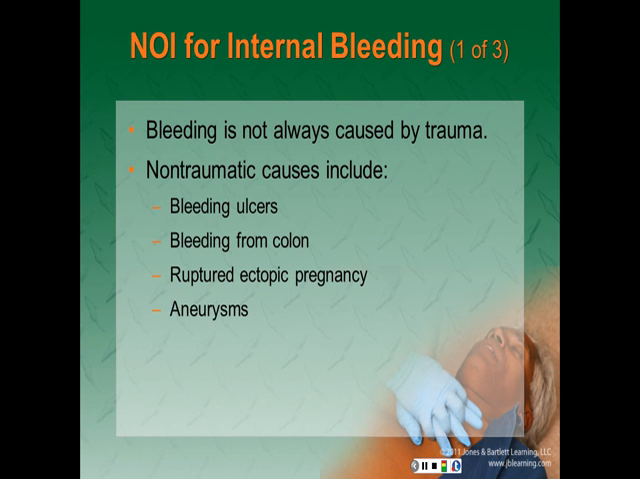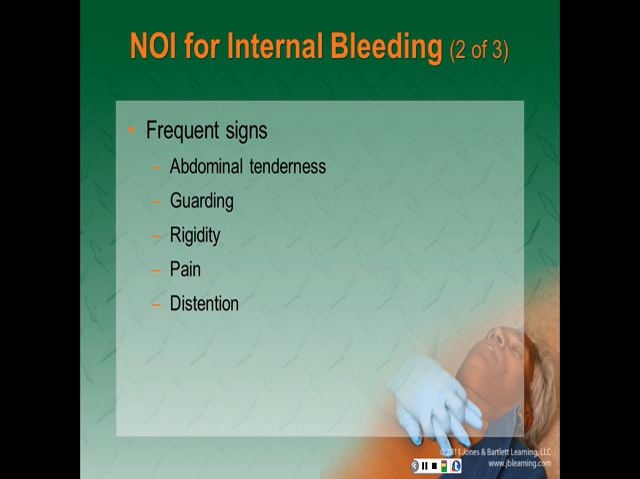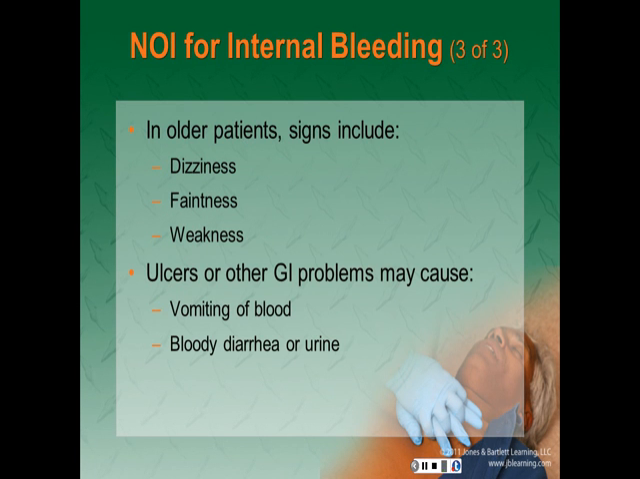Bleeding is not always a result of trauma. Some of the non-traumatic causes that we may see include bleeding ulcers, colon bleeding, ruptured ectopic pregnancies, and aneurysms. These signs are frequent but not always present, and they include tenderness of the abdomen, guarding, rigidity, pain, and distension. In older patients, the signs include dizziness, faintness, and weakness.